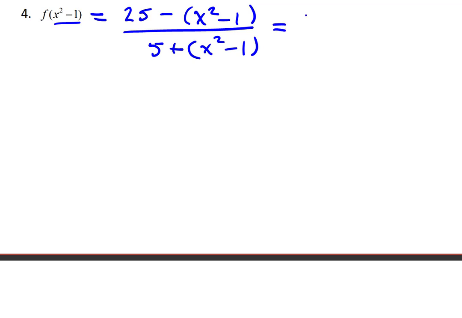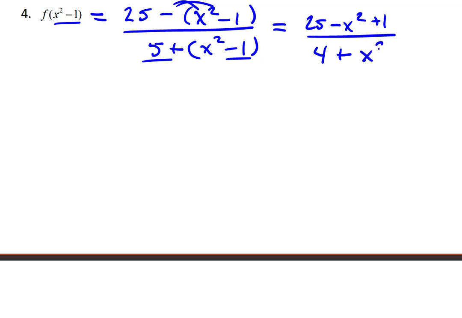In the numerator, we'll have 25 minus x squared plus 1 if I distribute the negative to both terms in the parentheses input. In the denominator, we have 5 plus x squared minus 1. We can combine the 5 minus 1 to get 4. So we'll call that 4 plus x squared. And then we'll clean it up a little bit more. In the numerator, we could write this as 26 minus x squared. And the denominator, we'll leave it as 4 plus x squared.